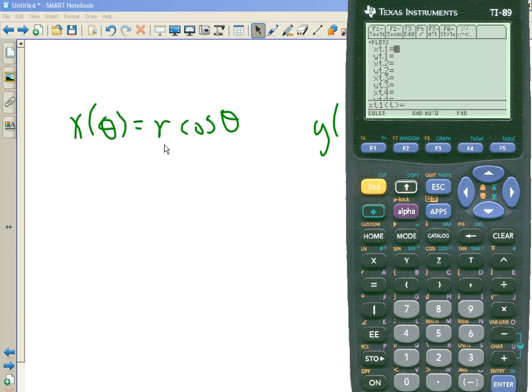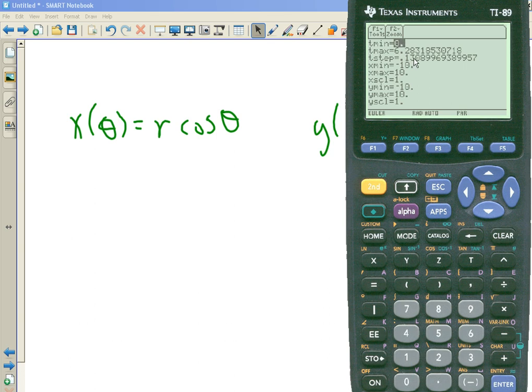And they said, what if r is 2? So you could graph it. So 2 cosine t, where t is the variable for parametric mode, and 2 sine t. Boom. All right, now go to the window. The window is affected by your zoom. This is not. But this is how you trace.